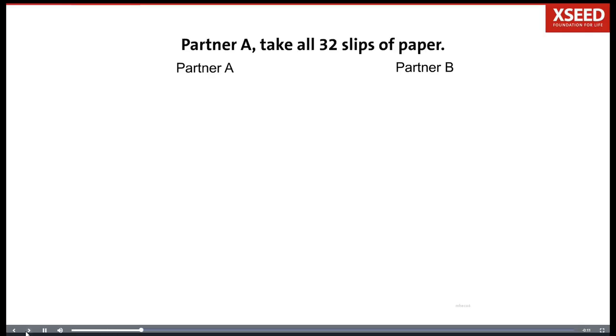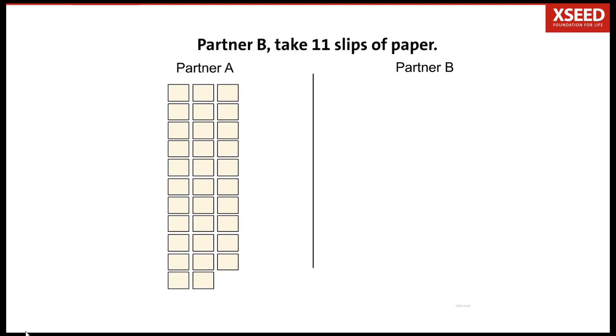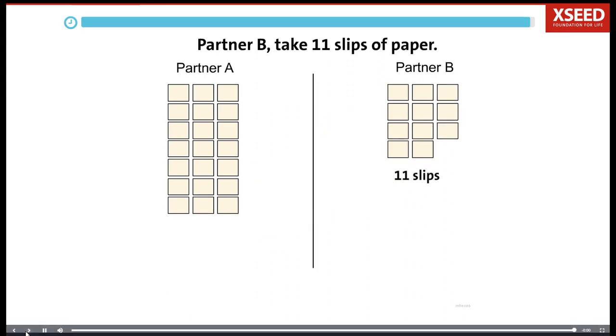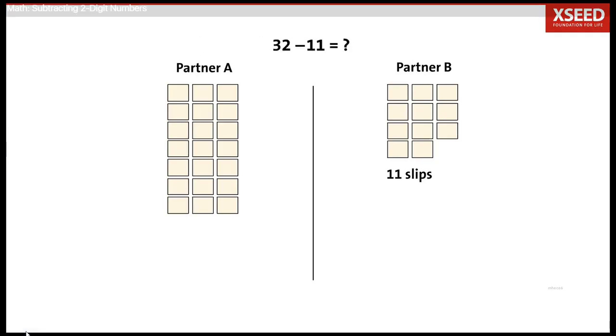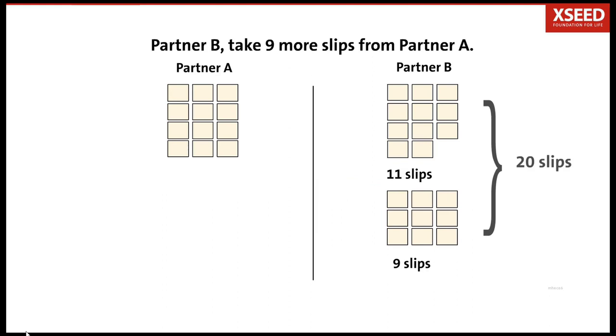Now, partner A, take all the 32 slips of paper. Partner B, take 11 slips from partner A. Now, without counting the number of slips individually, let's find out how many slips of paper are left with A. Partner B, take 9 slips from partner A and add it to the 11 slips that you already have. Make sure you don't mix the 2 sets. Partner B will now have 20 slips.